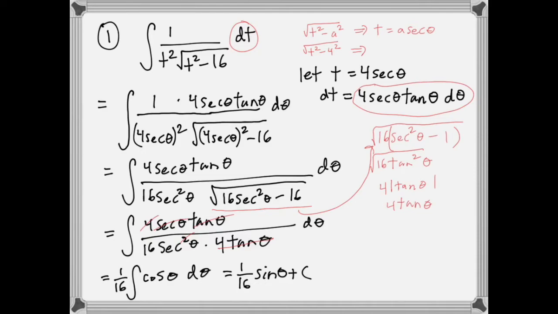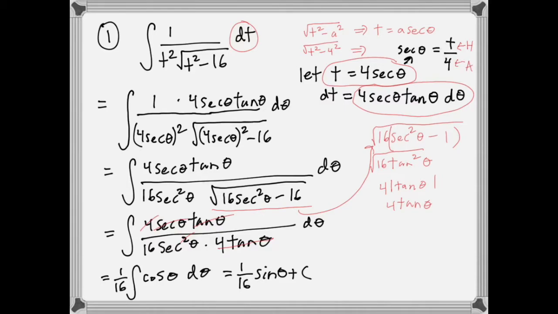The answer is no, because we have theta and we need to change back to t, right? So this is what I was saying about using our triangle, okay? Now I want to look at this original substitution here. We let t equal 4 secant theta, which is the same as secant theta equaling t over 4. Okay, what does it mean for secant theta to be t over 4? Remember, secant is the reciprocal of cosine. Cosine is adjacent over hypotenuse. So this is actually hypotenuse over adjacent.